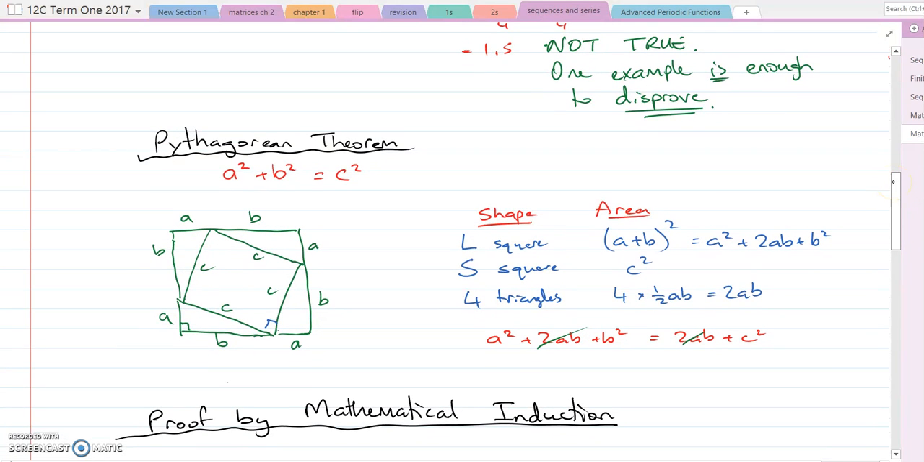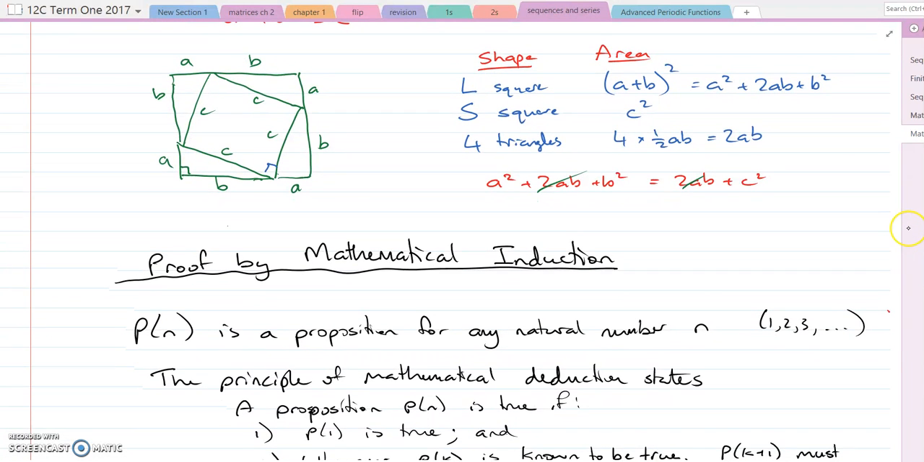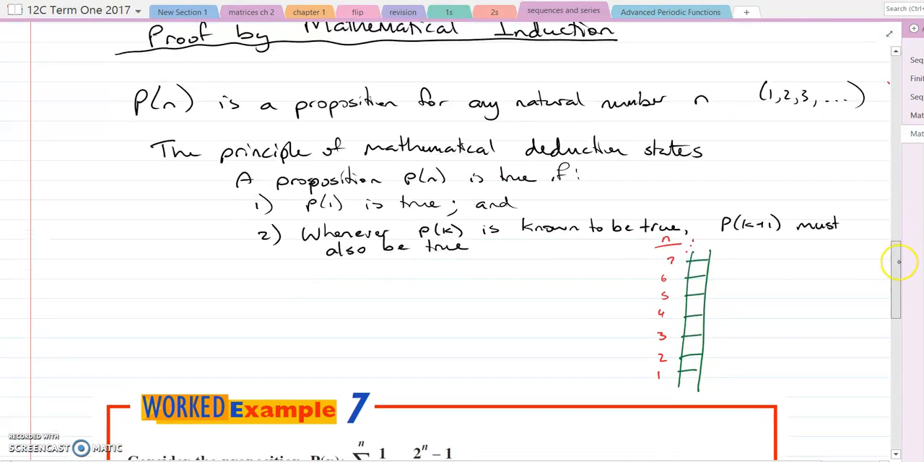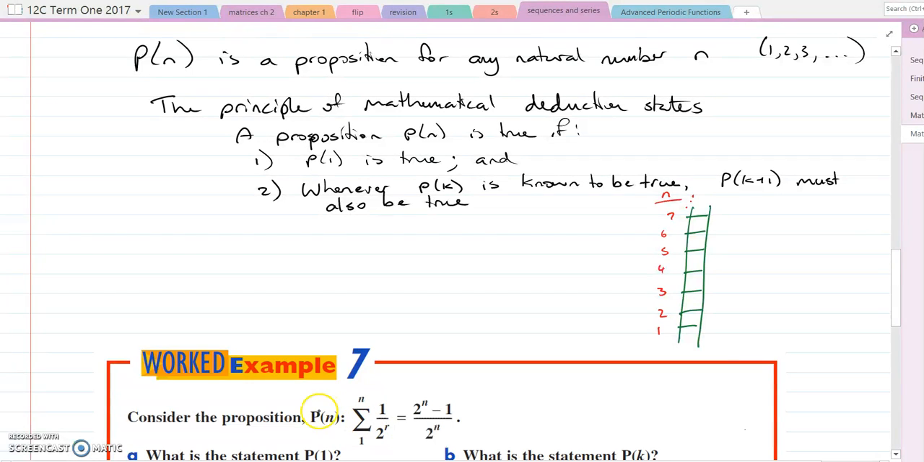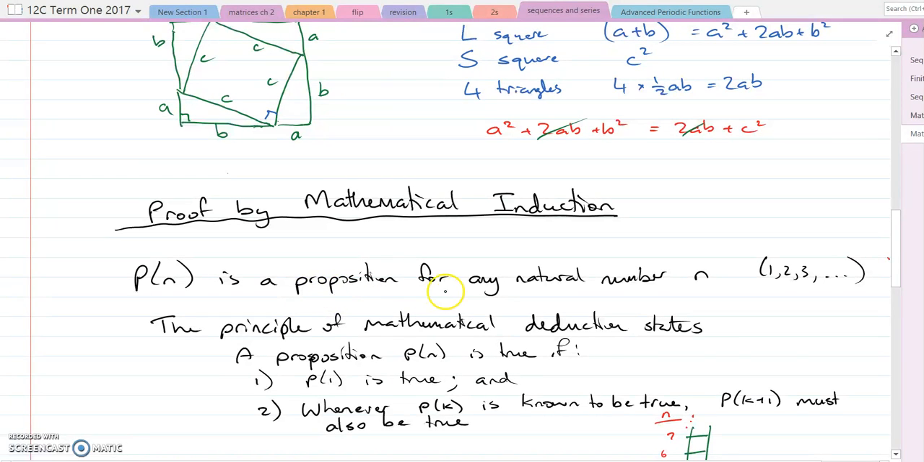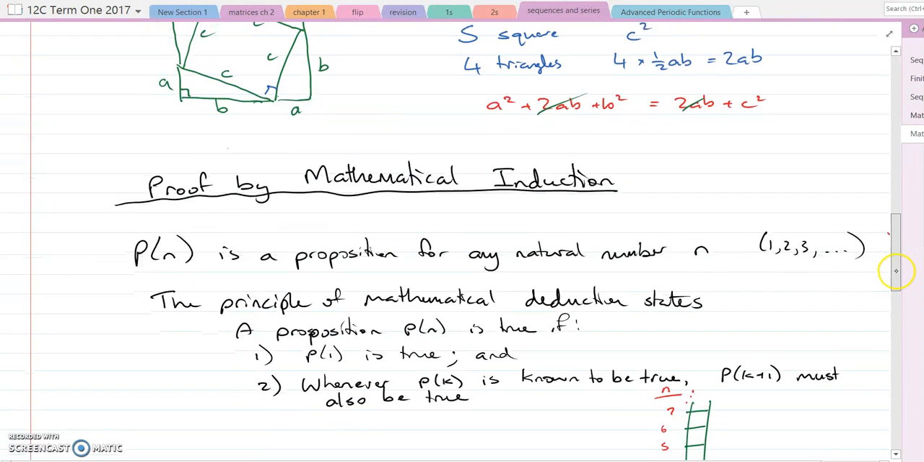Now let's get into what this chapter is: proof by mathematical induction. It's another completely different way to prove something. We start off with what we call P of n, a proposition, and it can be for any natural number. Just skipping down for a second, have a look at my proposition in an example. The sum from 1 to n of 1 over 2r equals this. That would be my proposition. A proposition is true for any natural number n. So n can be any number 1, 2, 3, 4, and so on.